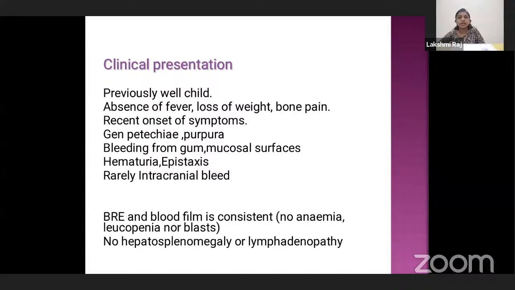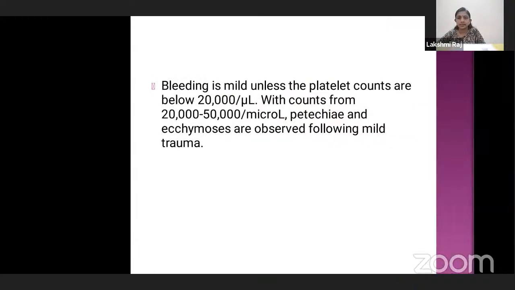So the blood routine investigations that we do and the blood film, that is the peripheral smear, is consistent with the diagnosis of ITP. The patient will not have anemia, leukopenia, or blast. So if any other cell line is affected, if the patient is having anemia, or leukopenia, we have to be very careful before labeling the patient as ITP because we have to be very certain that the patient is not having an underlying malignancy. Then there will be no hepatosplenomegaly, there will be no lymphadenopathy. These again are indicators of a malignancy or some other diagnosis other than ITP.